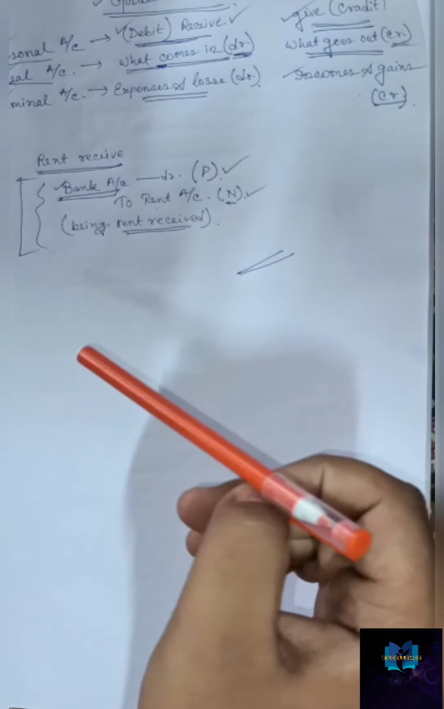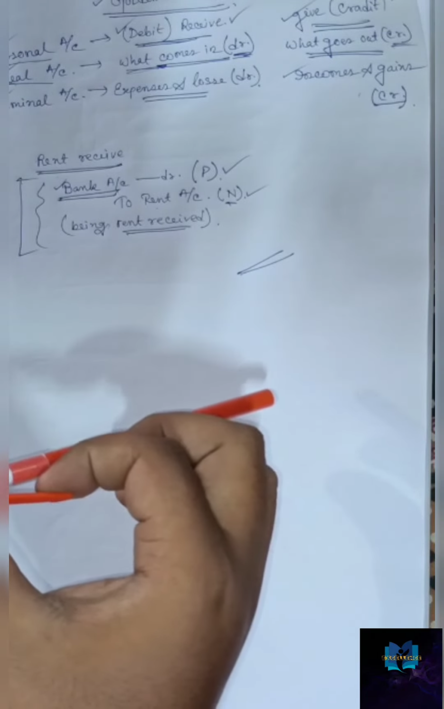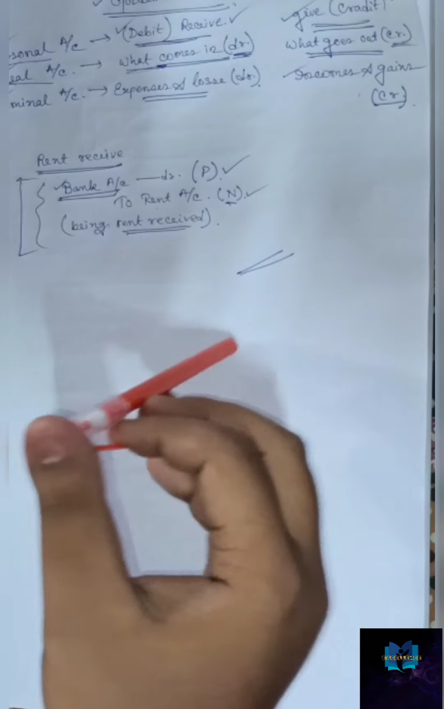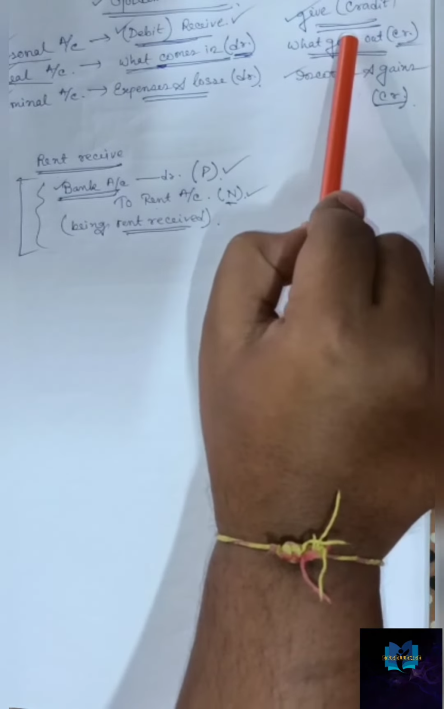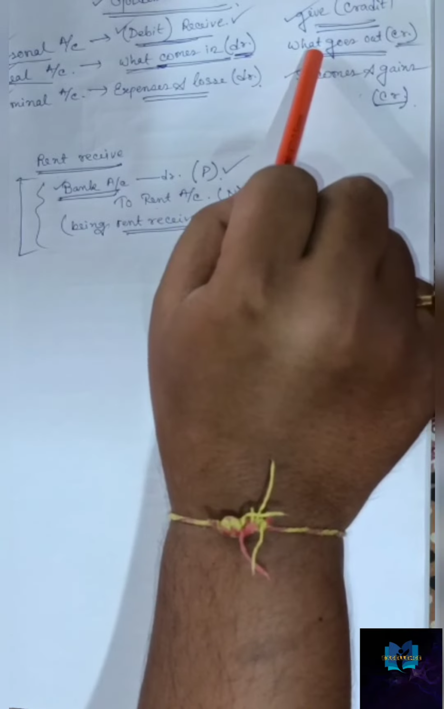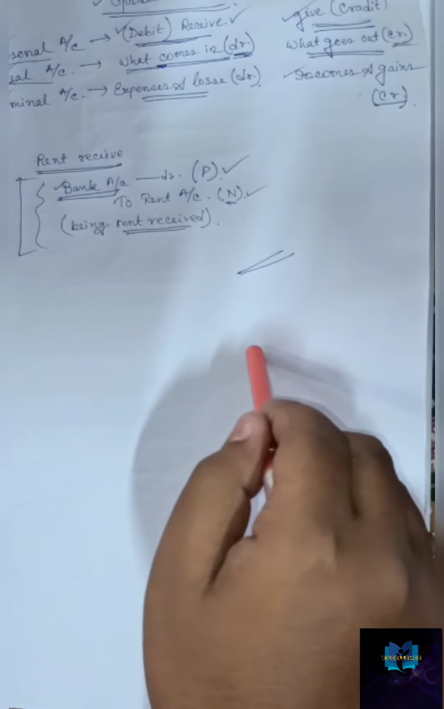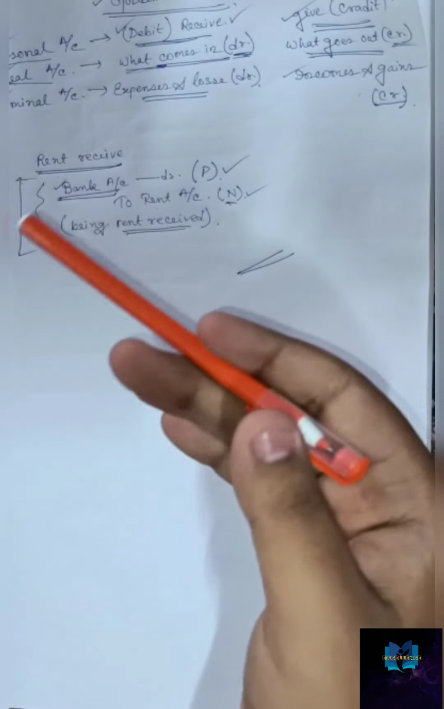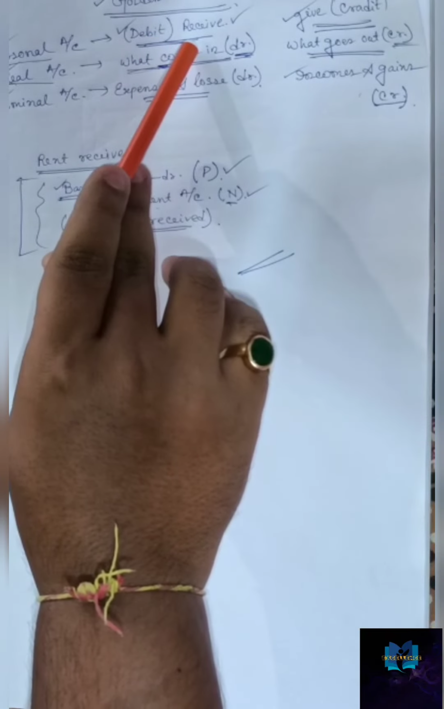A personal account is denoted by a single person. What the person receives is in debit, and what the person gives will be in credit. Means if a person is giving somebody some amount of cash, it will be on the credit side in his book because he is giving the cash. The opposite person, who is receiving the money, will write it on the debit side.